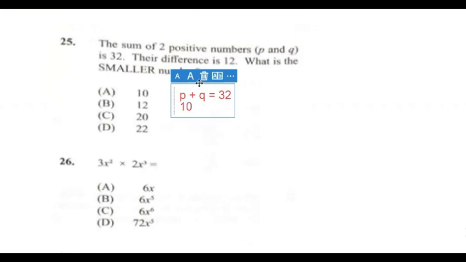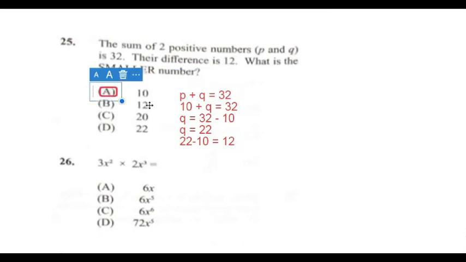So let's say p is 10 plus q is equal to 32. So therefore q will be equal to 32 minus 10, and q is equal to 22. So therefore what we're saying then is 10 plus 22 is equal to 32. But what we need to find out is if the difference between 22 and 10 is 12, and we'll see that our answer is 22 minus 10, and indeed it is 12. So therefore we know that A is our answer.